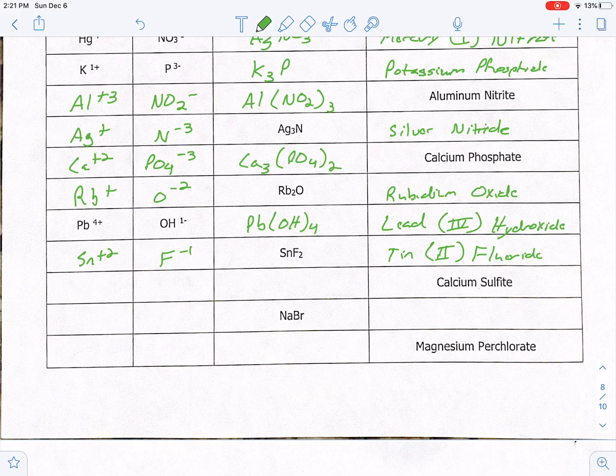Okay, calcium sulfite. I'm going to start off with my anion. Sulfite is on your list. That is SO3 with a -2. And calcium has a charge of +2. So it's already balanced, so you just put them together. So CaSO3.